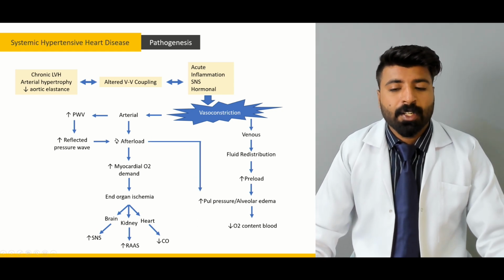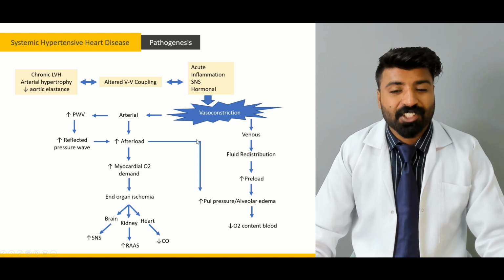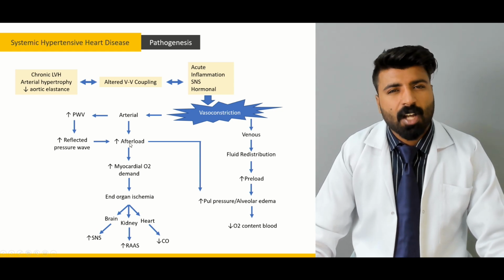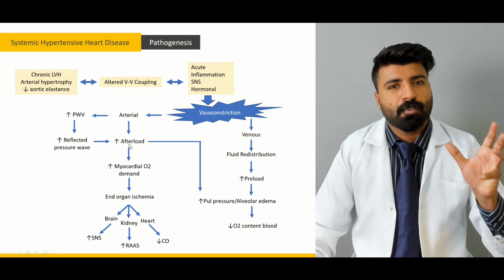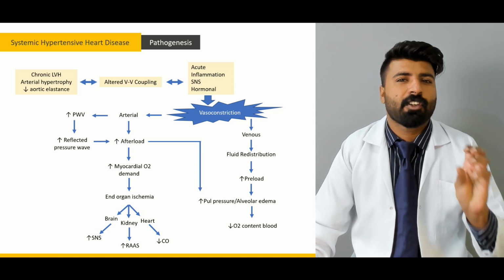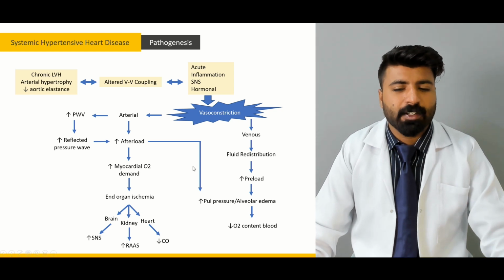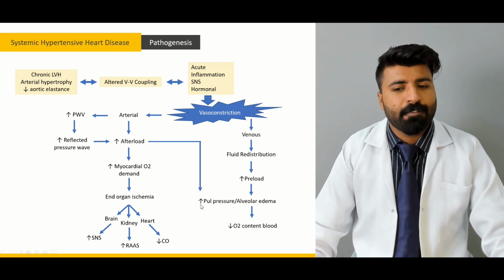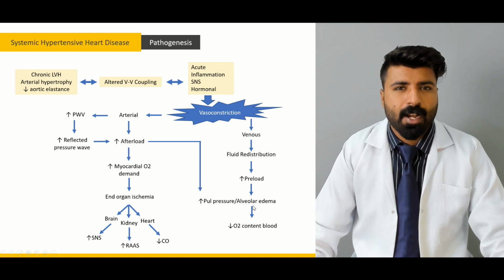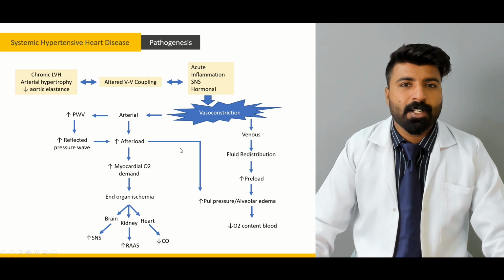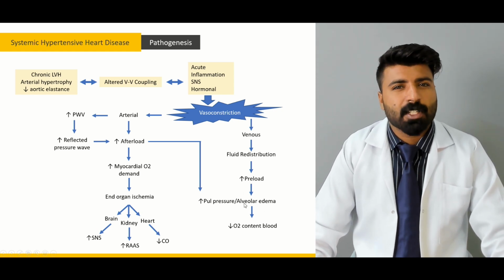Now, increased afterload, there's a connection between these two. Increased afterload, the amount of force, the amount of pressure the left ventricle has to exert to push the blood out of the left ventricle, is going to affect pulse pressure too and alveolar edema too. How is that happening? Increased afterload means increased pressure, increased pulse pressure. But what is alveolar edema's connection?